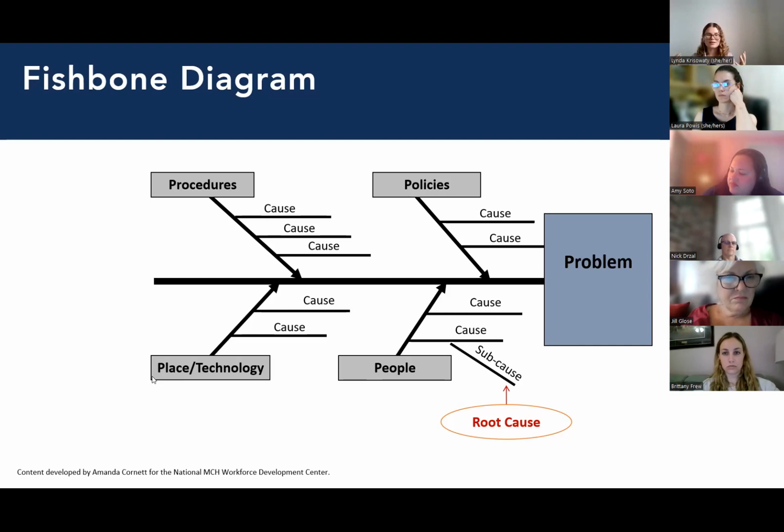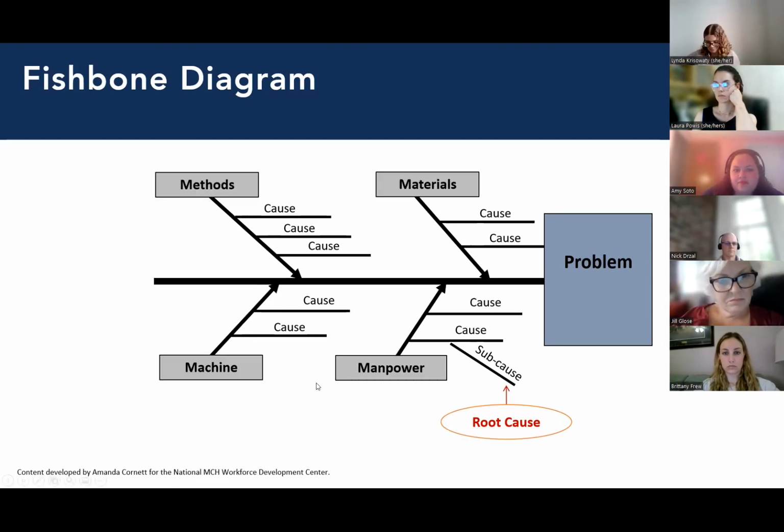Another way to think about these overarching themes, or terminology you might see, is the 4 Ms. So this would be methods, which refers to policies and procedures. We have our materials. We have machines, which, thinking about public health, could be transportation or access to technology like cell phones or computers. And the fourth one is man, or people. This is really thinking about any causes related to the people involved in relation to that particular problem or challenge.